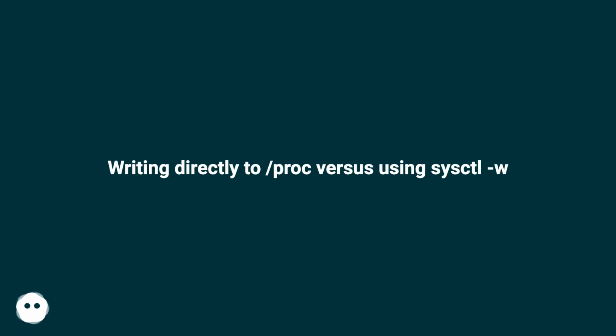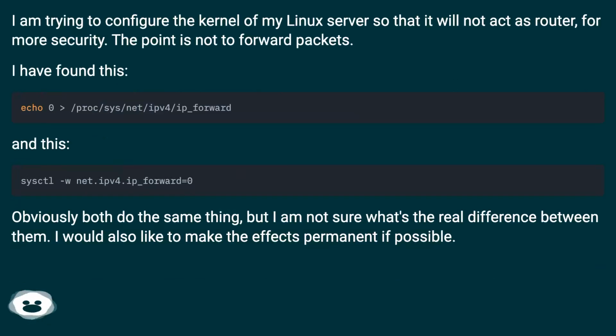Writing directly to a proc file versus using sysctl. I am trying to configure the kernel of my Linux server so that it will not act as a router, for more security. The point is not to forward packets.